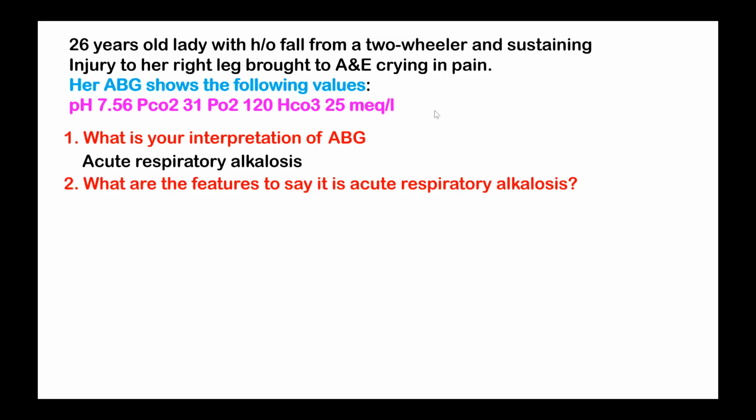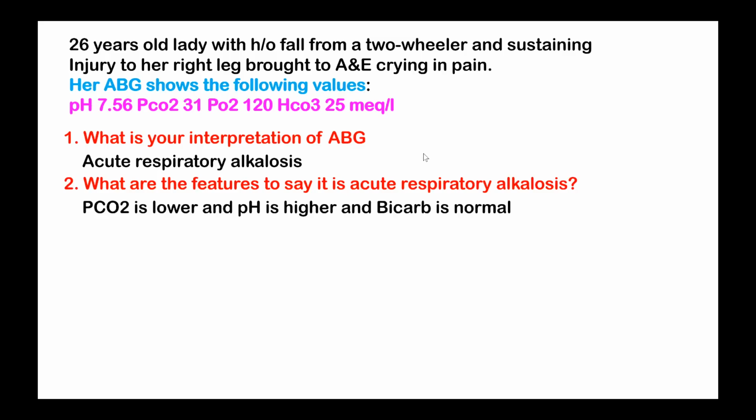Will it become low? See, first here CO2 is low and pH is high. Bicarbonate is normal. That's the third thing that we have to say. Okay? PCO2 is lower, pH is higher, and bicarb is normal. So what will happen if it is a chronic respiratory alkalosis? What are the changes you expect in chronic respiratory alkalosis?